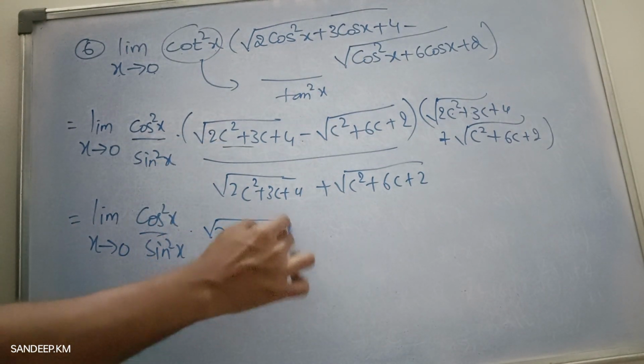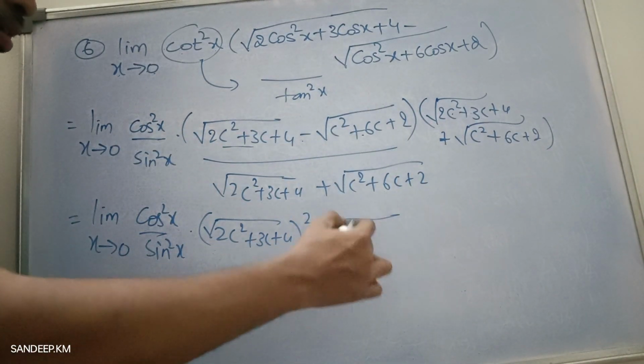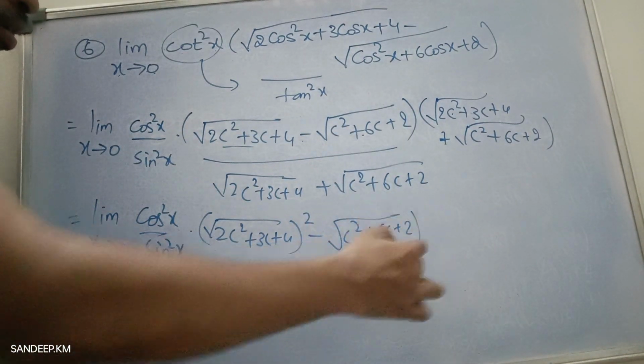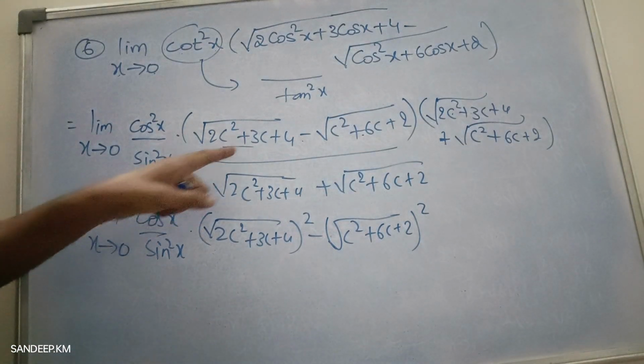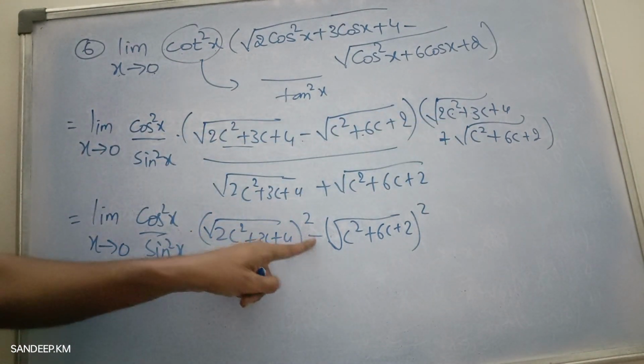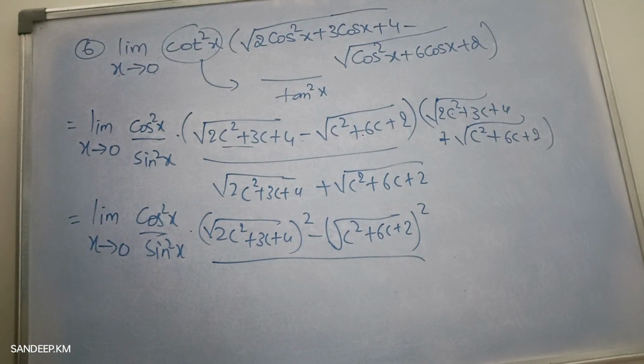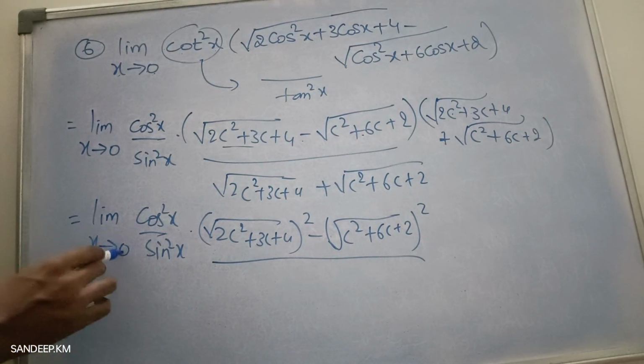A square minus b square. Correct or not? A minus b into a plus b is a square minus b square. In the denominator, dear students, what I will do is, let me substitute x as 0.